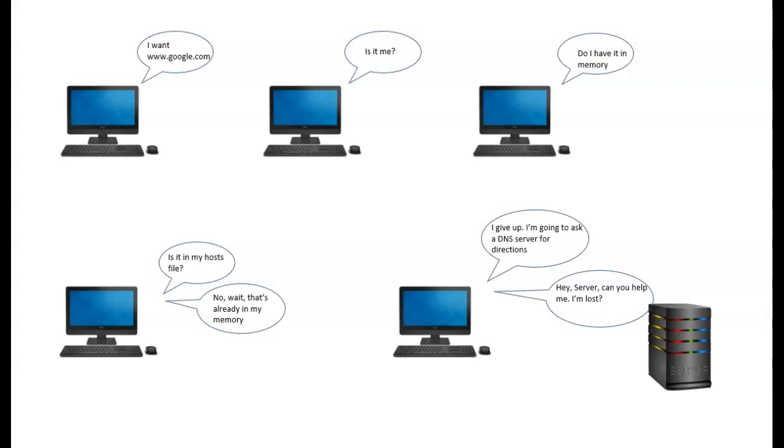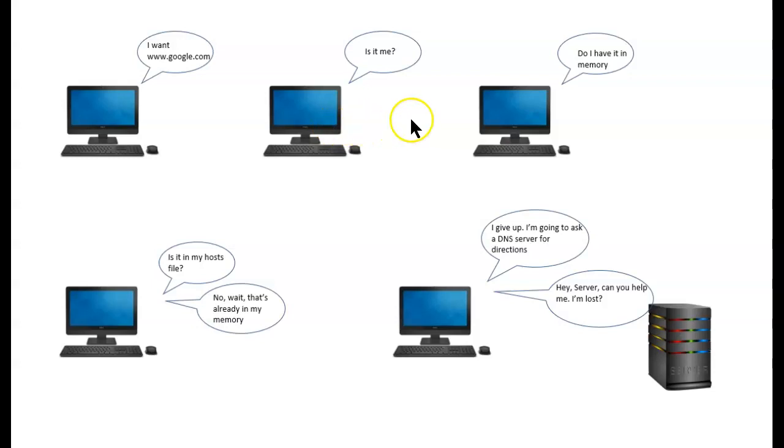Before a computer even enters the DNS process, it's going to try a few things on its own to see if it can resolve a domain name into an IP address. So the first thing it does, after asking for a particular address, thinking about, well, I want to go to www.google.com, the first thing it asks itself is, well, wait, is that me? And of course it usually isn't.